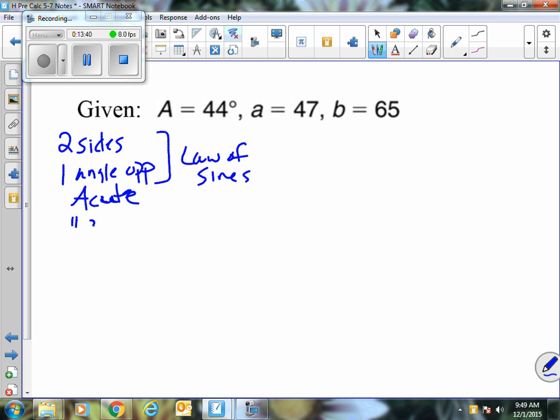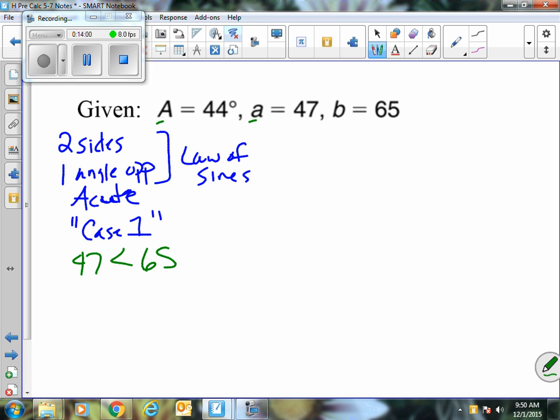Acute tells me that I have case 1, so I know that I'm going to be dealing with one of those 4 pictures on the left-hand side of our diagram that we were drawing there. How do I know which 4? Well, I've got to take a look at the sides. So which side is across from the angle? Look for the letters that are the same. So the side that's across from the angle is the 47. How does that compare with the other one?